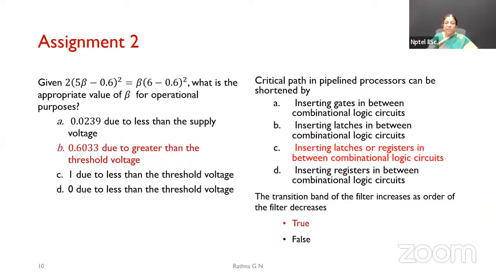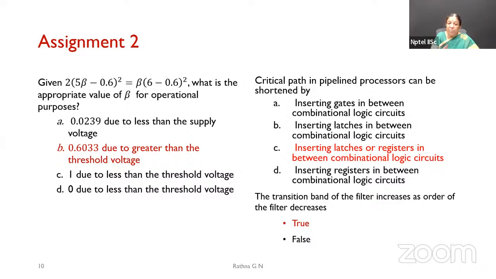Coming to the next one, this is the problem that was given. It is 2 into 5 beta minus 0.6 whole squared, which is equal to this. These are the normal operations to find the appropriate value of beta for operational purposes. What results is 0.0239 and 0.6033.